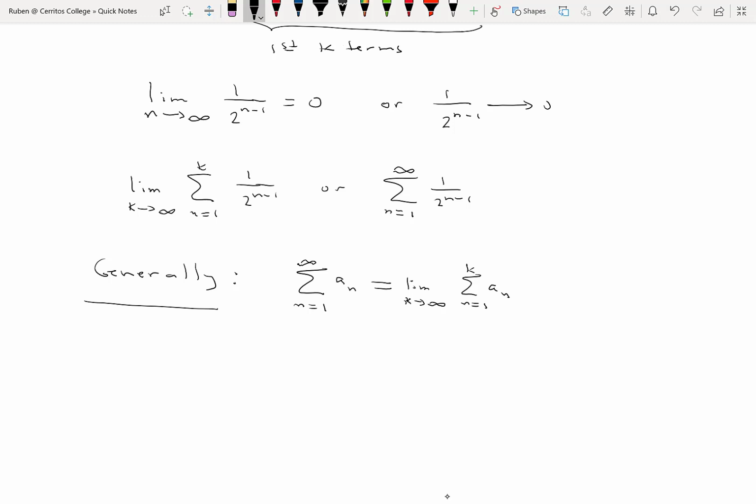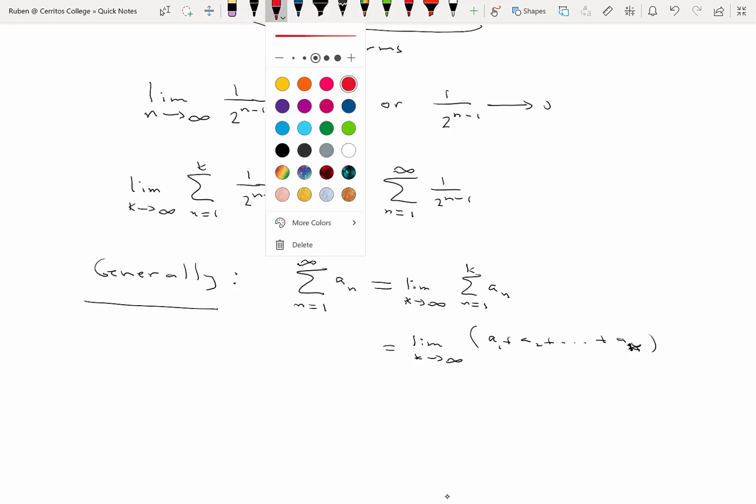That sum of the first k terms, by the way, let me write that out. If we ditch the sigma notation, this is a1 plus a2 plus ... all the way up to a sub k. The sum of the first finite number of terms in a series is called a partial sum. A partial sum. Let me illustrate that here.